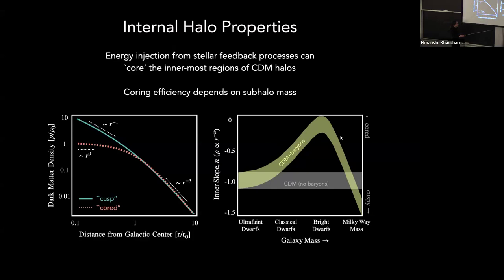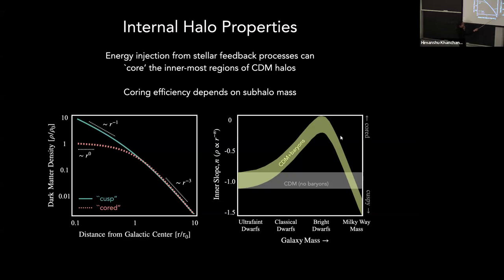In the case where we don't have any baryons and we just have vanilla cold dark matter, that's the scenario where we always get this NFW profile. So the inner slope is always going to be roughly around -1. Once we add baryons and you get this coring effect, your inner slope will vary depending on the mass of the system. And that yellow band, this is a cartoon image based off of numerical simulations, is pretty easy to understand intuitively.